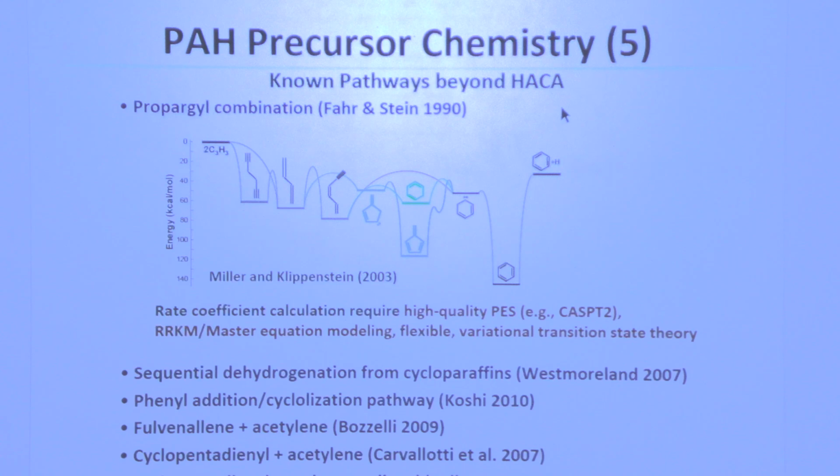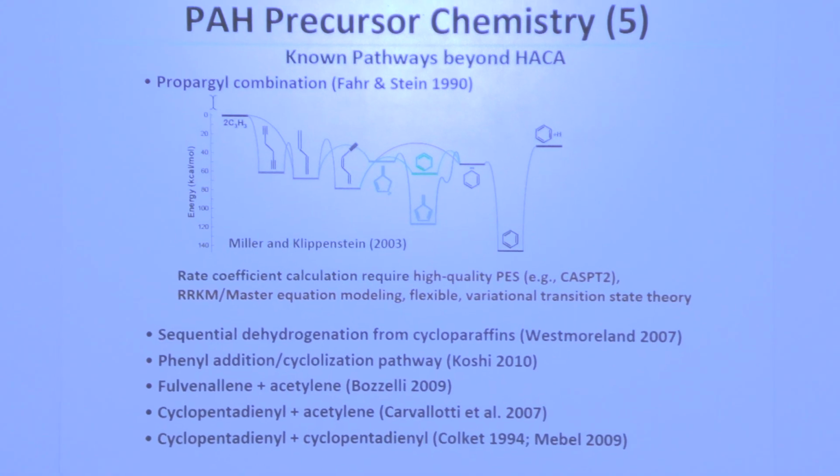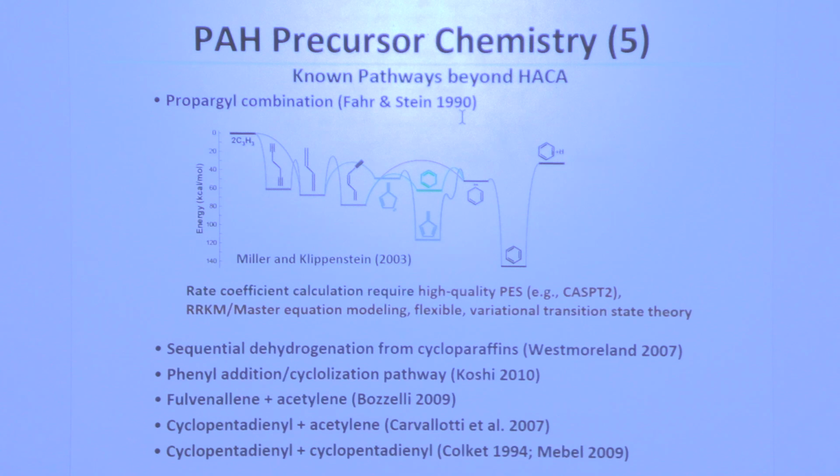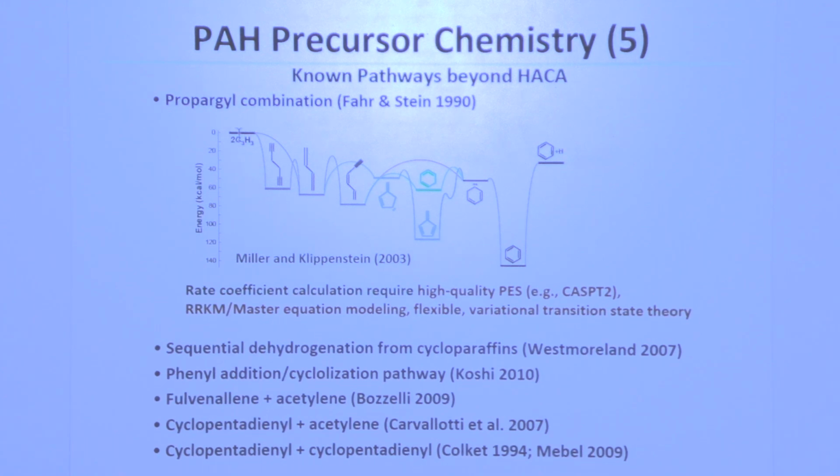Later, after that, people discovered the propargyl recombination. Wagner discovered it in 1990, and NIST measured it, and they found if you get two of these C3H3 radicals together, very rapidly you see benzene and phenyl radical plus H. Miller and Klippenstein modeled this very carefully, and we understand this one pretty well now.